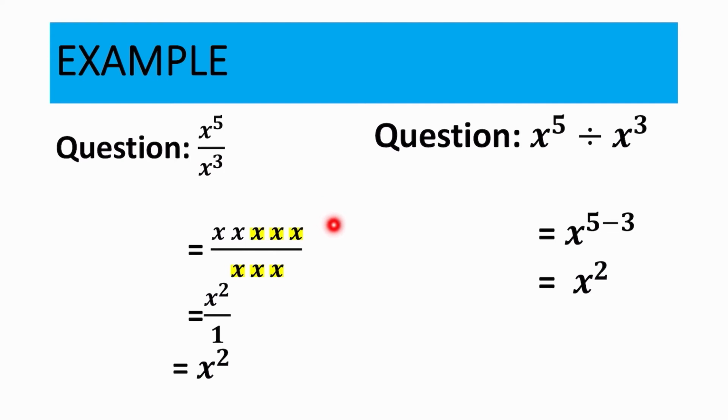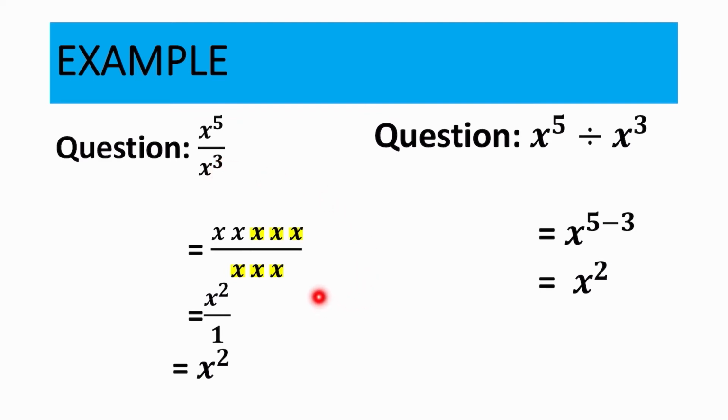Now, if this is to be done in the first method that I explained, which is the expanded form, we would realize that for our numerator, we will have x being multiplied by itself 5 times as a representation for this, and for a denominator we have x being multiplied by itself 3 times, which is a representation for this.